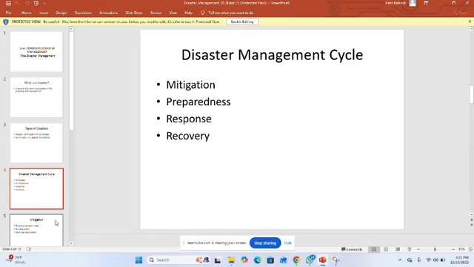So mitigation or prevention is reducing the impact or likelihood of a disaster. You are preventing a disaster from occurring. Preparedness means being ready for a disaster, so you have to prepare before it occurs. Response means immediate action to ensure safety and reduce damage. When a disaster has occurred, you respond immediately. Recovery means restoring normalcy after a disaster. You restore what has been destroyed to normal.